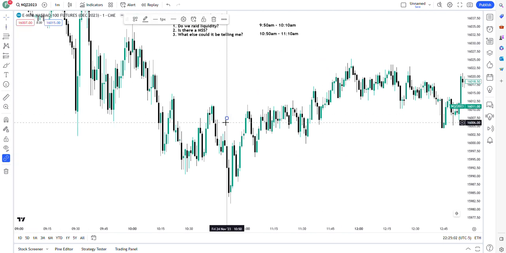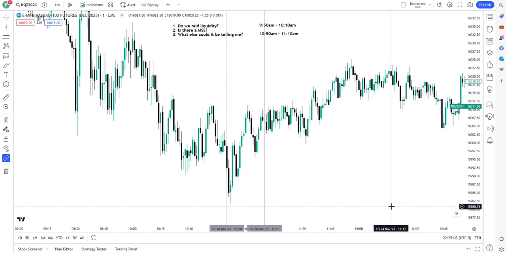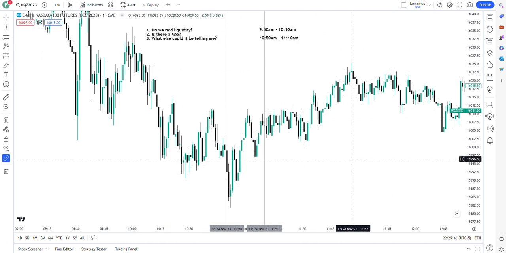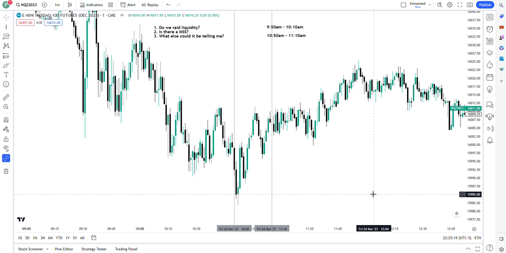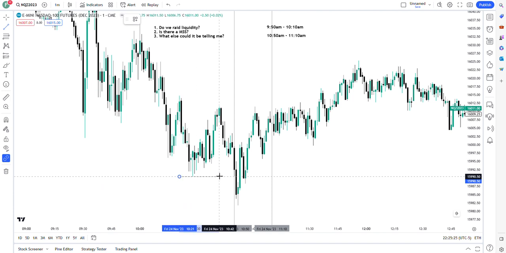10:50 to 11:10. That's 10:50 there. 11:10 is here. Between these 2 green lines, have a look. Take 10 seconds. Ask yourself these questions. I'm saying yes and yes to 1 and 2. So in this macro, we raid this liquidity here. So we raid liquidity, yes.